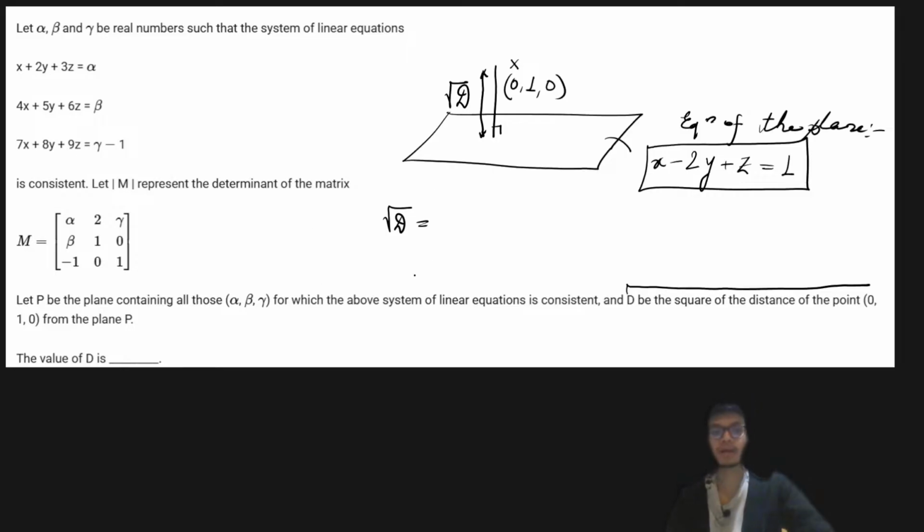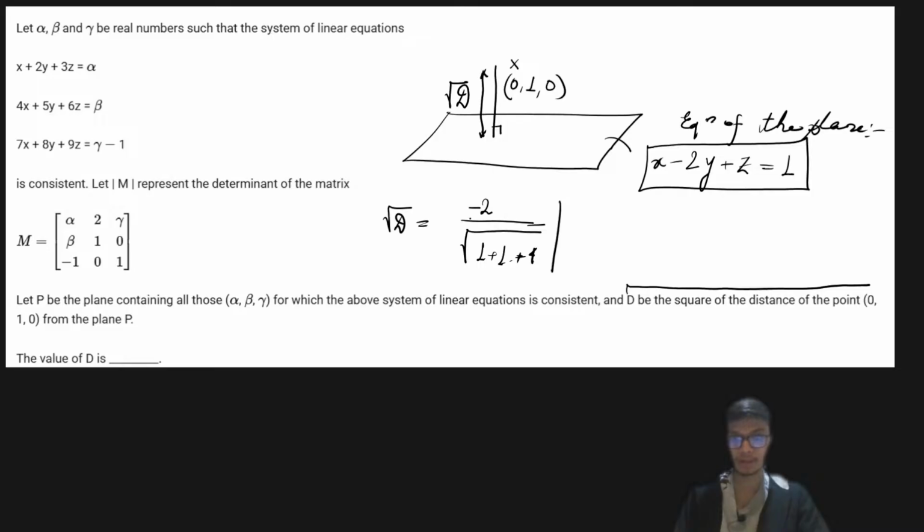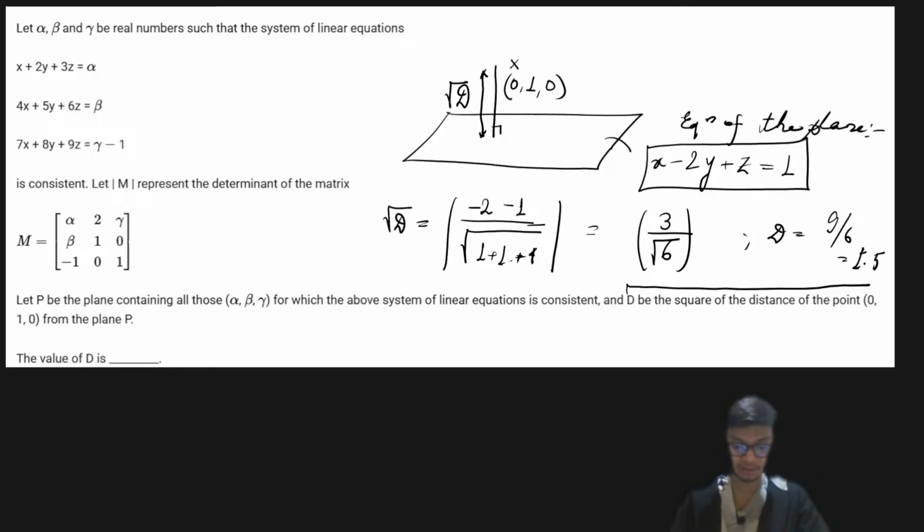So from here it will be equal to minus 2 divided by the square root of 1 plus 1 plus 4, and take the mod of it. Sorry, there will be one more minus 1. So this is equal to 3 upon square root 6. If you square both sides, D is equal to 9 upon 6, which is nothing but 1.5. So the value of D that we get is 1.5.